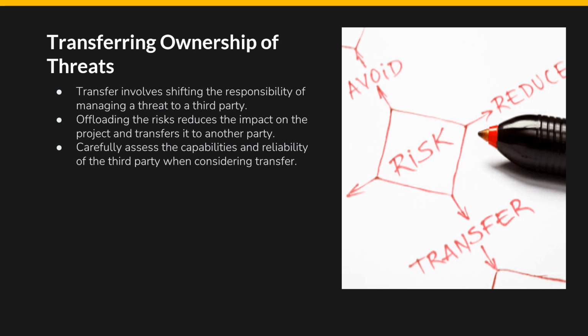In these examples, the transfer risk response strategy is used to delegate the responsibility of managing and mitigating risks to parties that are better equipped or have the expertise to handle them. By transferring the risk, the project team or organization reduces its exposure to potential negative impacts and ensures that the risks are managed effectively by entities that specialize in those areas.